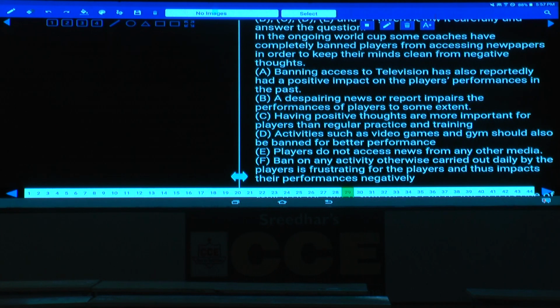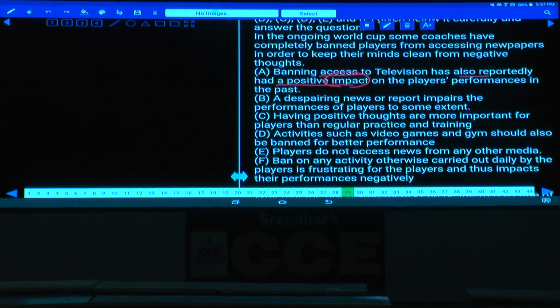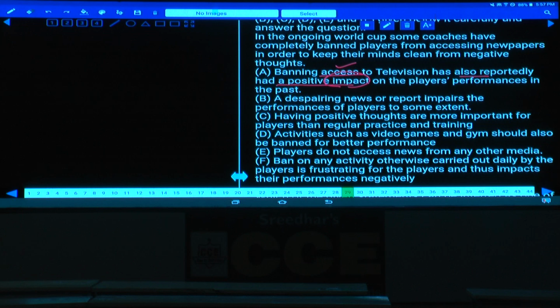Then banning access to television has also reportedly had a positive impact. Earlier there was a proof. What is the proof here? Earlier they stopped watching television, and after stopping watching television, the performance of the players has improved. That has been proven in the past. Very clearly, banning access to television has also reportedly had a positive impact on the players' performance in the past. In the past, what happened here?